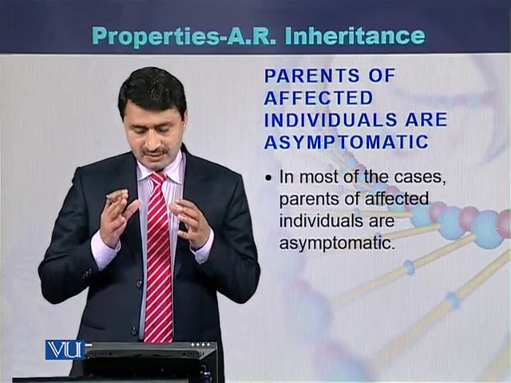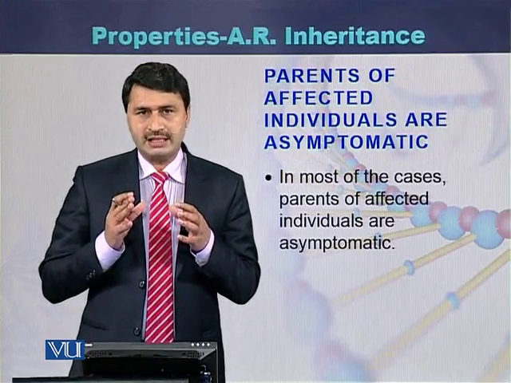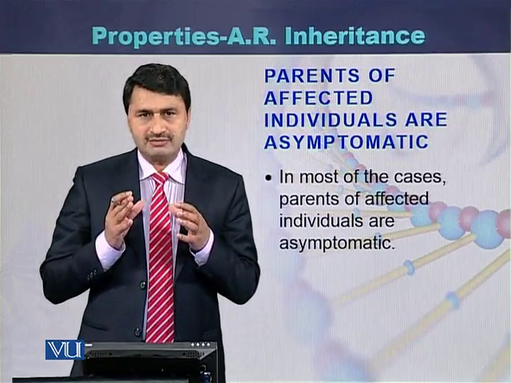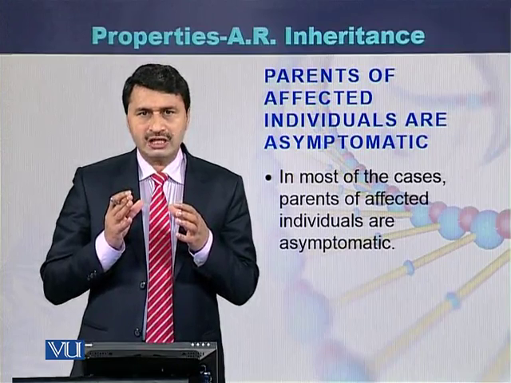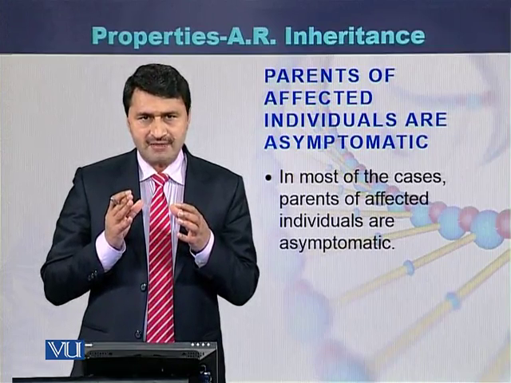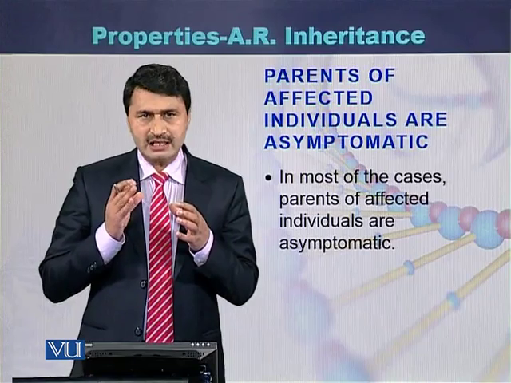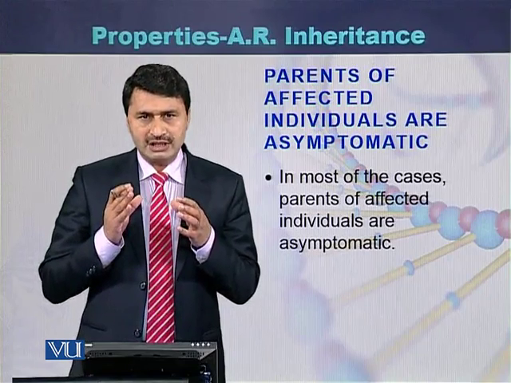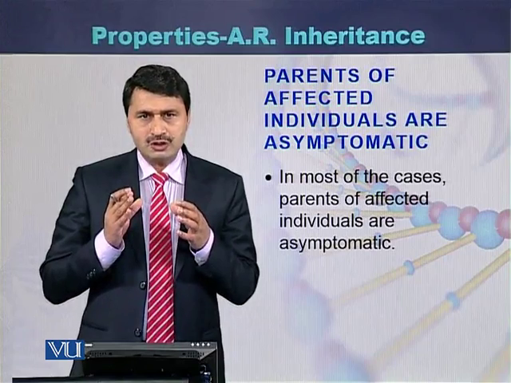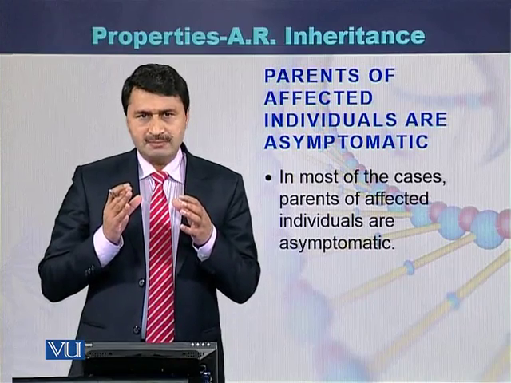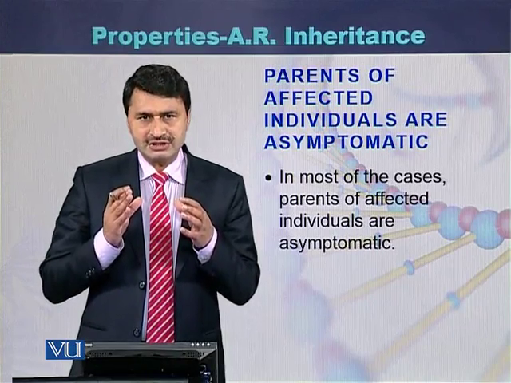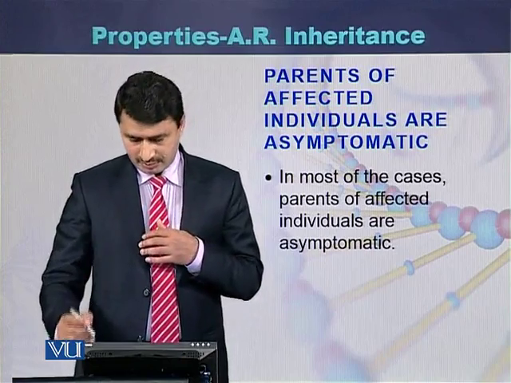Parents of the affected individuals are asymptomatic. In typical pedigrees which show autosomal recessive inheritance, we see that the parents do not have the disease. Although they are carriers of the disease, they have one mutated allele and the second allele is normal. Phenotypically they are normal, but they have one mutated allele. So in most cases, they are asymptomatic and the disease appears in the children.